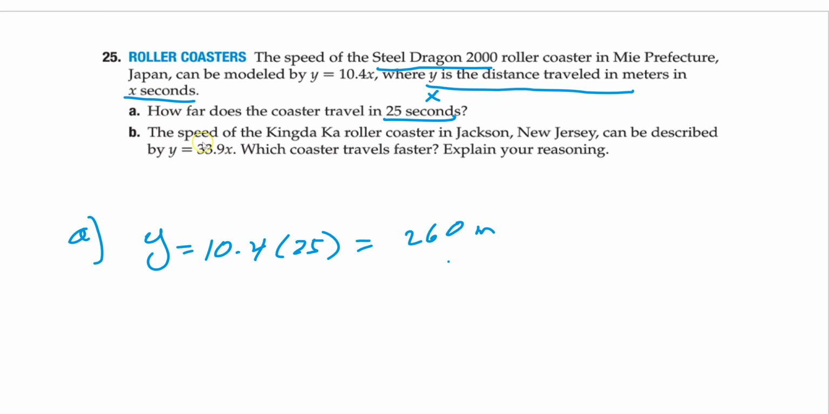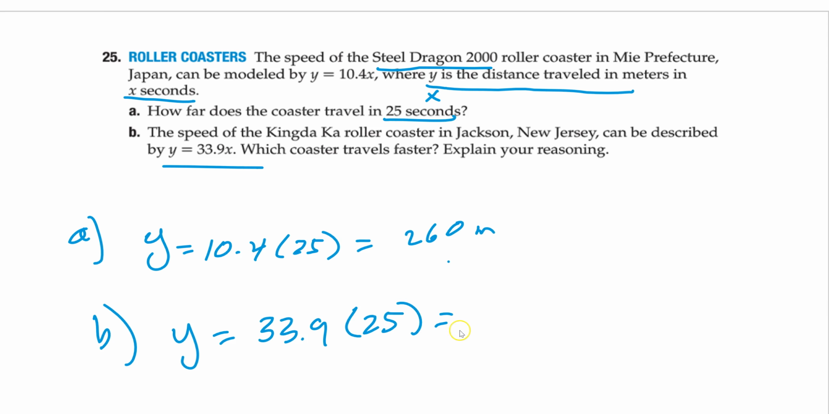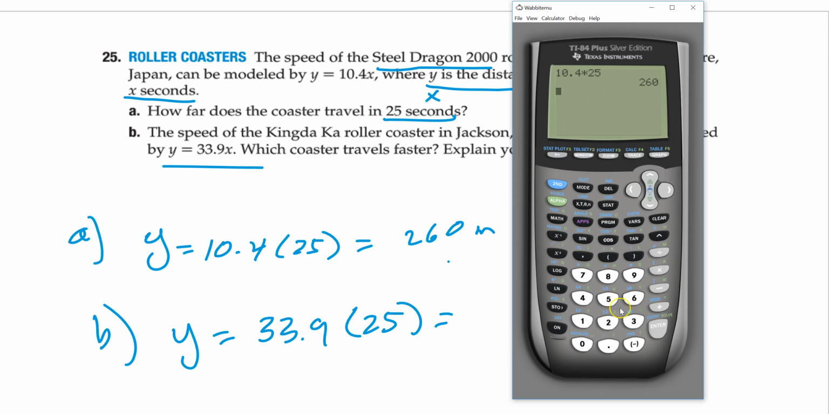Okay, let's see B. The speed of the Kingda Ka roller coaster in Jackson, New Jersey, can be described by the equation y equals 33.9x. Which coaster travels faster? Explain your reasoning. There are lots of ways you can do this. I think what they want you to do is this: I know how fast the Steel Dragon 2000 travels in 25 seconds. How fast does Kingda Ka travel in 25 seconds? So you do that. That's one way to do this.